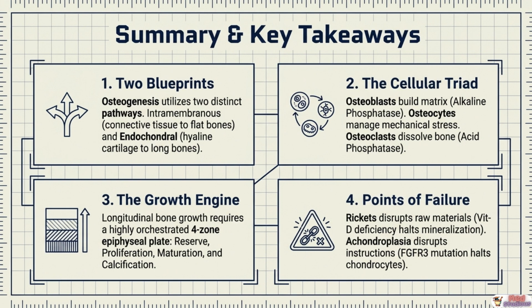Framework 4, the 2 points of failure. Rickets disrupts the raw materials. Vitamin D deficiency means osteoid cannot mineralize. Achondroplasia disrupts the instructions. FGFR3 gain-of-function mutation means chondrocytes cannot proliferate. One hits mineralization, the other hits the cellular signal. Both produce devastating skeletal consequences, and both are explained entirely by the molecular mechanisms we covered today.